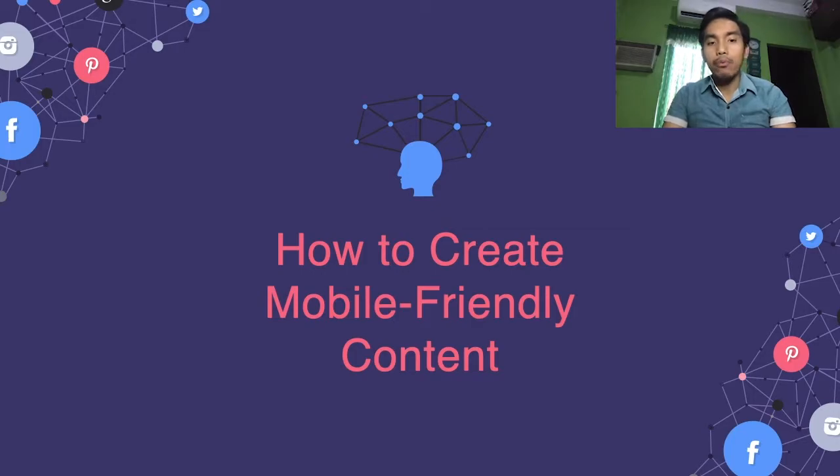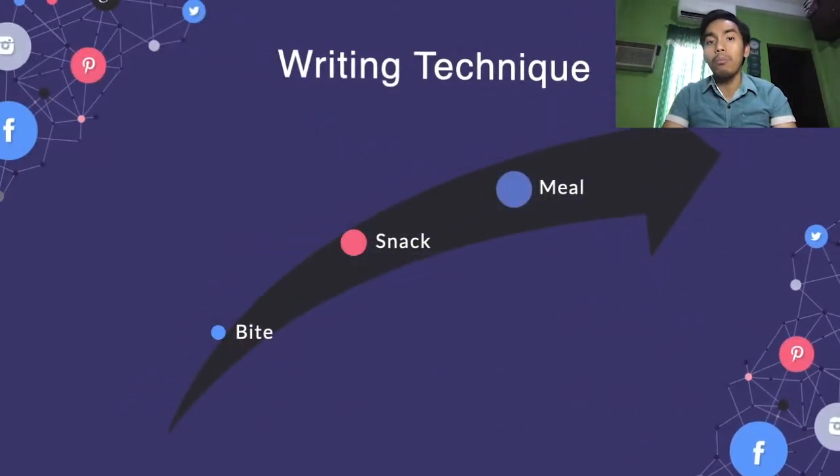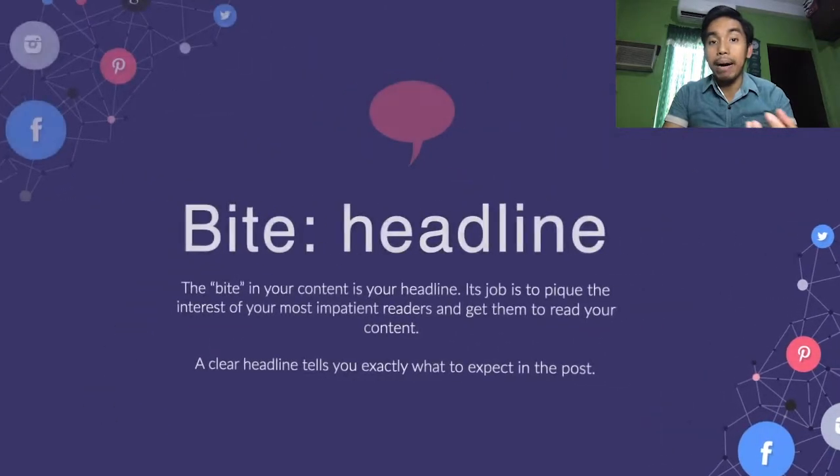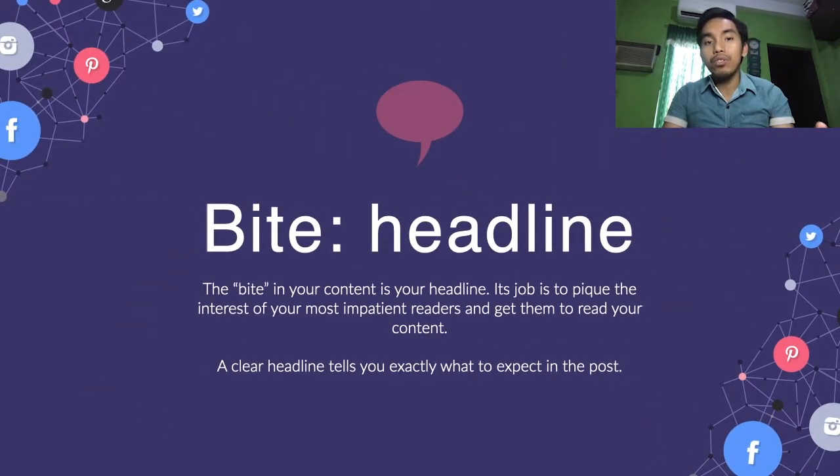Ang sinasabi nila when it comes to writing for mobile, you need to adapt the technique called bite, snack, meal writing technique. So, what kind of technique is this? It's actually similar sa kung ano na yung naituro ko sa inyo sa Module 7. If you look at the first one, the bite, it basically refers to headline. So, kailangan sa headline pa lang may kagat na, makukuha mo na agad yung attention ng viewers mo.